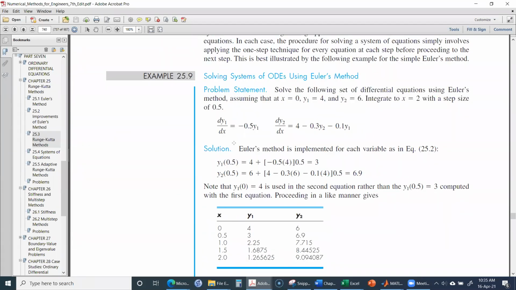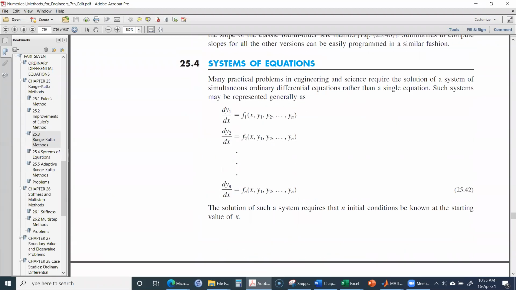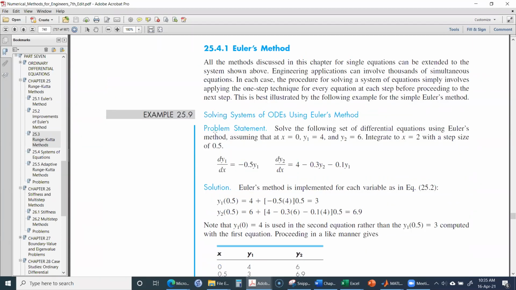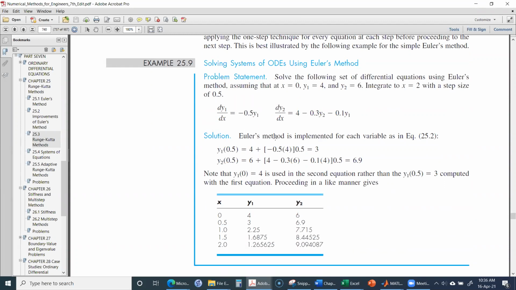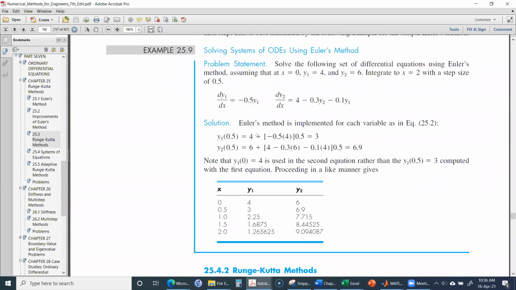But remember that for this system of linear equations you can use any of the previous methods which we used. First of all, the differential equation should be in the dy over dx format. If the differential equation is not in the dy over dx format, we have to convert it into dy over dx format. That means dy over dx is on the left hand side of the equation, and all the other terms are on the right hand side of the equation. Only then we can apply these methods.